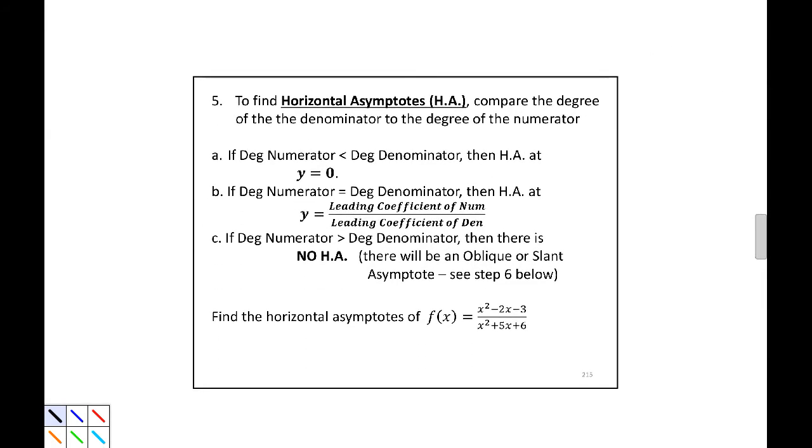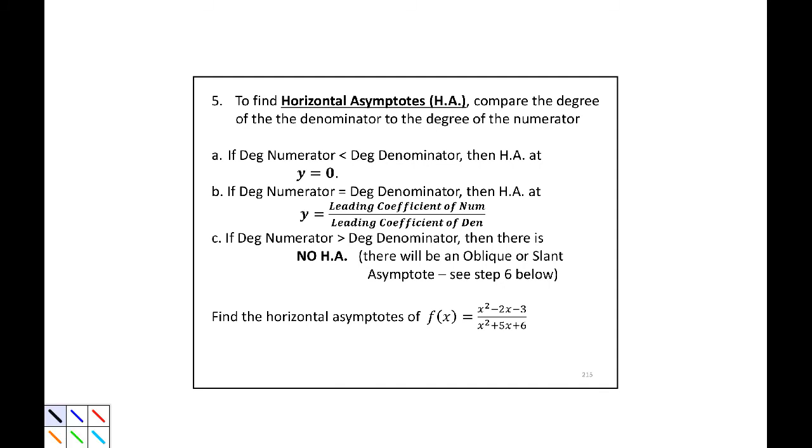Part 5. To find horizontal asymptotes, compare the degree of the denominator with the degree of the numerator. You want to revisit these facts over and over again until they're ingrained in your mind. If the degree of the numerator is less than the degree of the denominator, then we have a horizontal asymptote at y equals 0. If the degree of the numerator is equal to the degree of the denominator, then our horizontal asymptote is at y equals, and we'll divide the leading coefficient of the numerator by the leading coefficient of the denominator. If the degree of the numerator is greater than the degree of the denominator, then there is no horizontal asymptote. And we have to move on to step 6 and look for oblique or slant asymptotes.